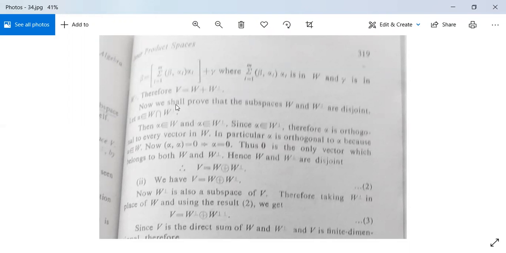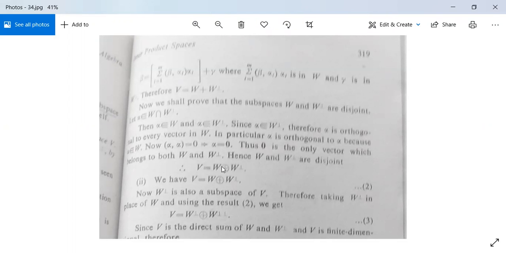Next, now we shall prove that the subspaces W and W perpendicular are disjoint. Let alpha belong to W intersection W perpendicular. Then alpha will be in W and alpha will also be in W perpendicular. दोनों में होगा. Since alpha belongs to W perpendicular, therefore alpha is orthogonal to every vector in W. क्योंकि W perpendicular में है, तो orthogonal हो जाएगा W के हर वेक्टर के साथ. In particular, alpha is orthogonal to alpha because alpha belongs to W. अब W में alpha है. Now inner product alpha alpha will be 0. Inner product का 0 हो गया. It implies alpha is equal to 0 vector. Thus zero vector is the only vector which belongs to both W and W perpendicular. केवल जीरो वेक्टर ही है जो कि इन दोनों में कॉमन है, and W and W perpendicular are disjoint. Therefore V is equal to W direct sum W perpendicular.